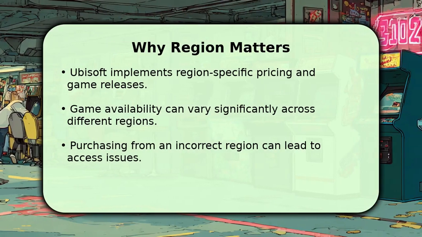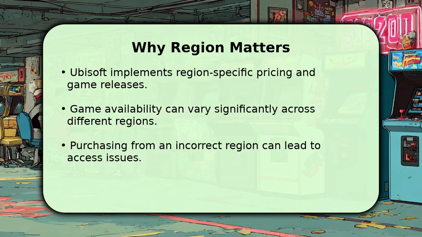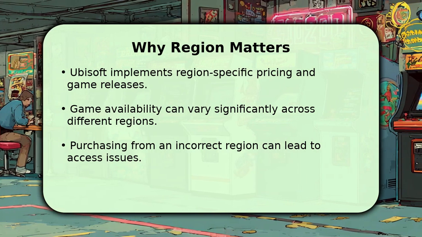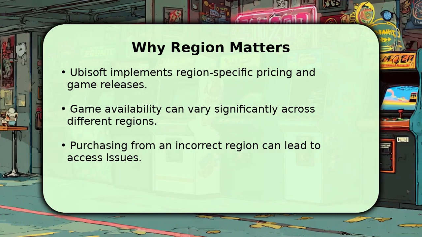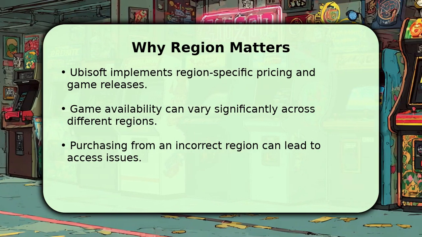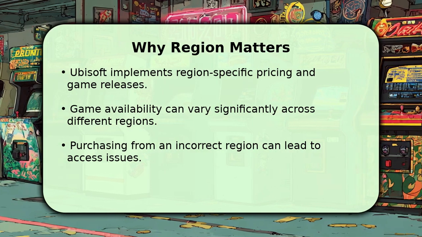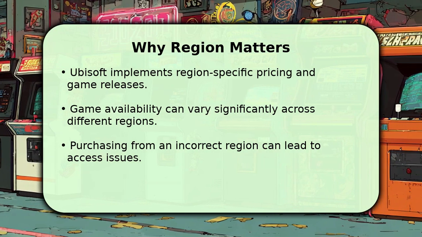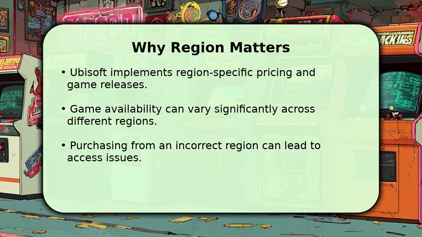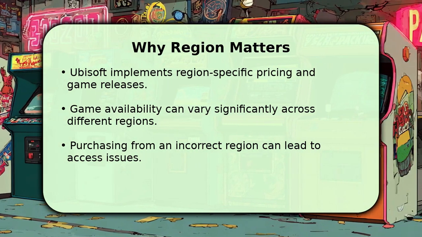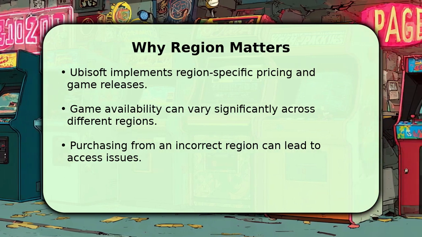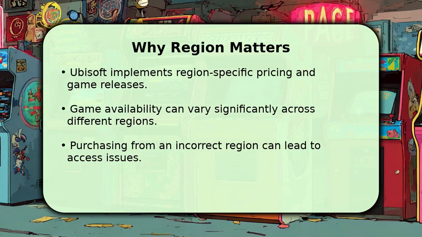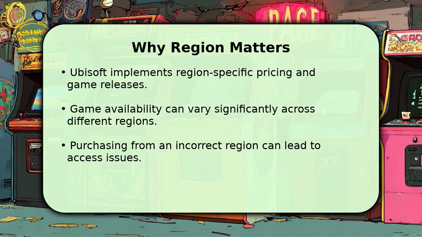Understanding why region matters is crucial for a smooth experience. Ubisoft often tailors its product catalog and pricing to specific geographical locations. This means a game available in one country might be restricted or more expensive in another. Attempting to purchase from the wrong region could result in your game not launching correctly or even being entirely inaccessible from your usual location. It's important to align your purchase region with your access needs.